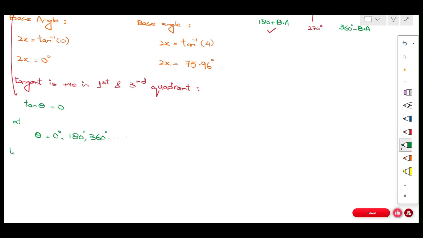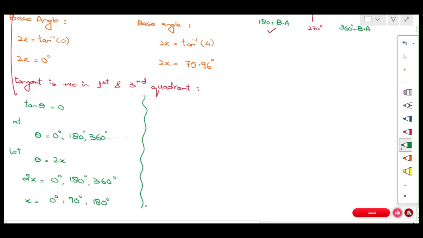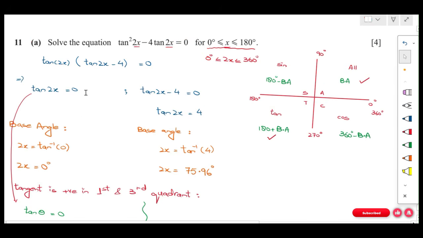Now if we replace theta with 2 times x, it means 2x equals 0 degrees, 180 degrees, and 360 degrees. So what is your x value? X is 0 divided by 2, which is 0, 180 divided by 2 is 90, and 360 divided by 2 is 180. So these are the three solutions we got from the first root.